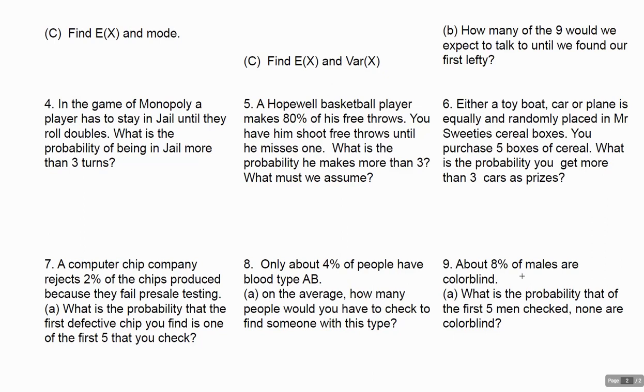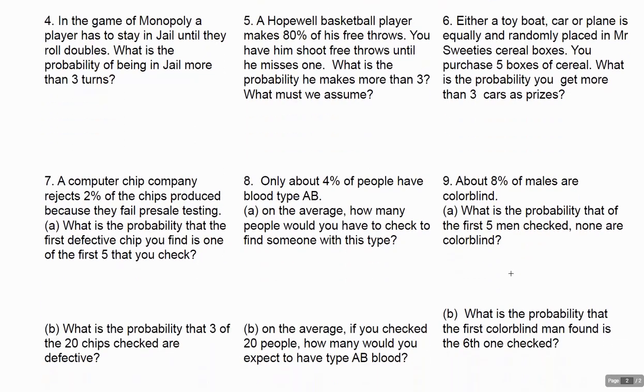Take a look at number 9. 8% of the males are colorblind. What's the probability that of the first 5 men checked, none of them are colorblind? That's binomial, because the key here is that we're trying to find the probability that x equals 0, that there is no success. And in a geometric distribution, there has to be a success. Just one, but there has to be a success.